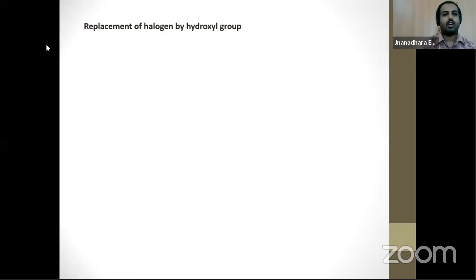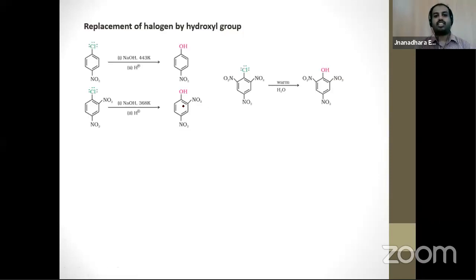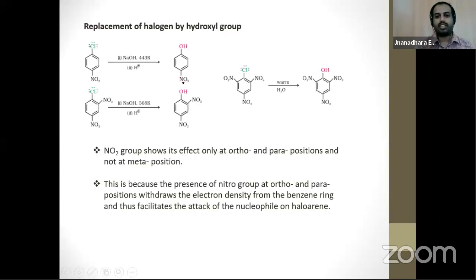Haloarenes are not so prone to nucleophilic substitution reactions, but you can force them to undergo nucleophilic substitution by making a small change structurally. What is it? Attach electron withdrawing nitro groups. And that too at what positions? Ortho and para positions only, not at the meta position, because the nitro group strongly withdraws electrons.